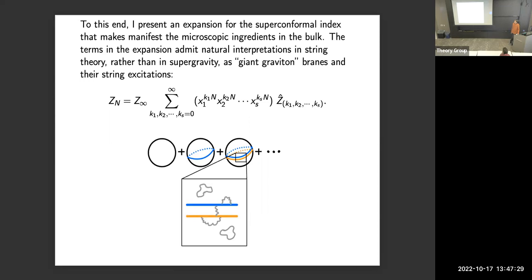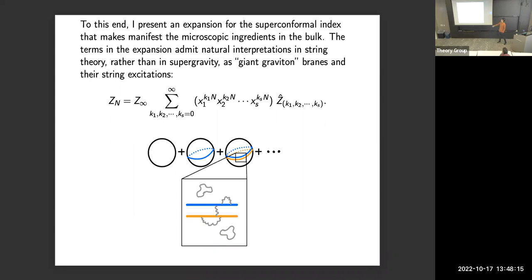The terms that we proposed in our paper last year in the expansion admit natural interpretations in string theory, rather than in supergravity, as giant graviton branes and their string excitations. So the claim is that the finite N index of the gauge theory, which you can see on the left-hand side, is a sum over various numbers of branes, where the index under K denotes the types of branes that contribute, and K is the number of that type of brane that contributes.